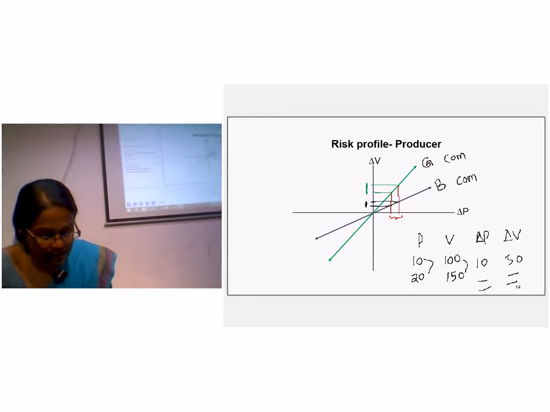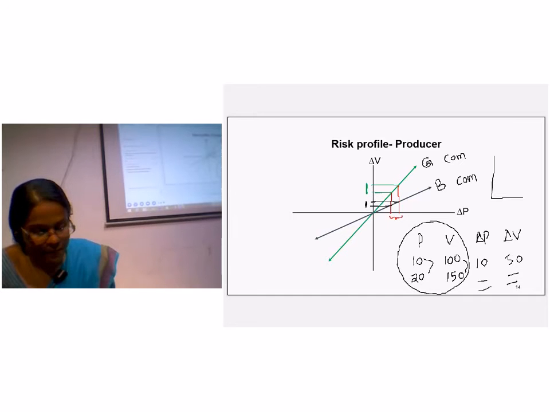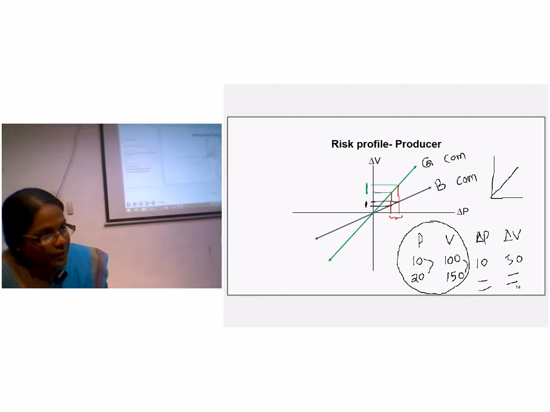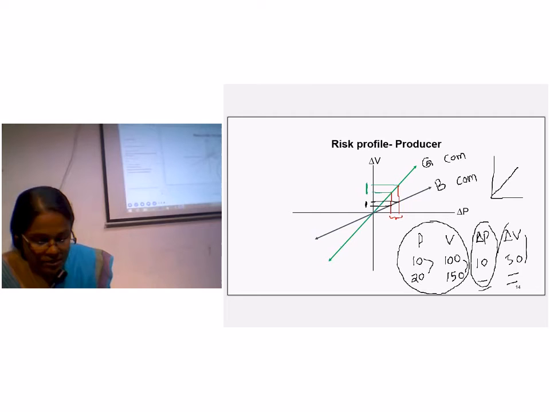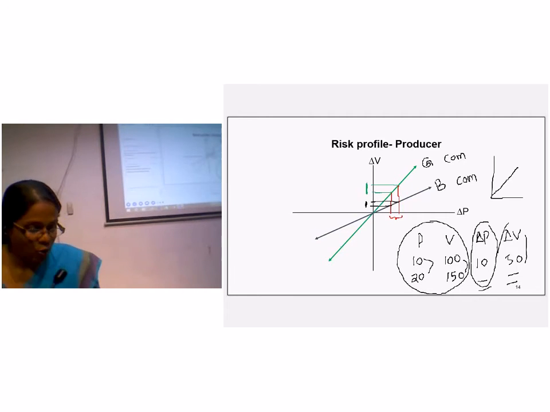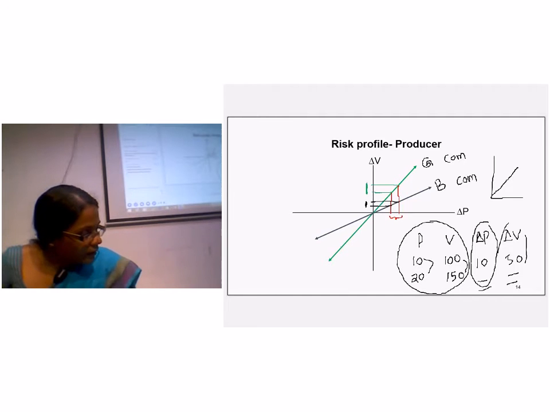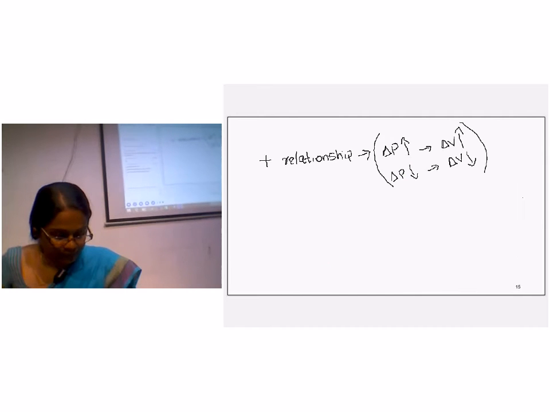Otherwise, if you use this data, you will not get minus figures, because price does not become a minus figure. You are not getting minus 10 rupees. Therefore, you may be confused. If you are given an original data set like this, you need to find these two columns and develop the risk profile, right? So I hope you are clear with the risk profile. With that, we can move to the next slide. This is about the positive relationships.